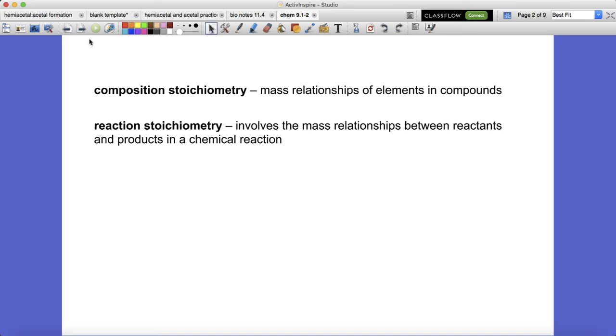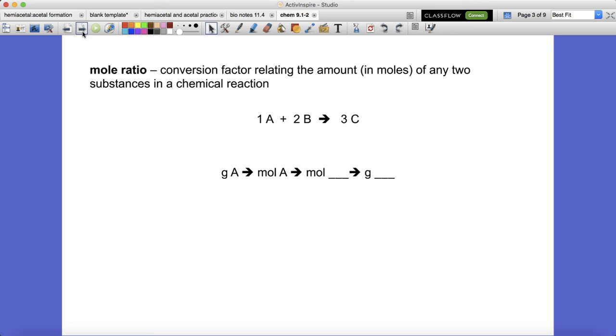So again, this first section actually is just defining composition stoichiometry, reaction stoichiometry, that stuff. But basically, all you need to know is that any two things in an equation can be related to each other, whether it's mass or moles, right? Both of those things are related to each other in and of themselves. So just in practice, we've already started doing this.